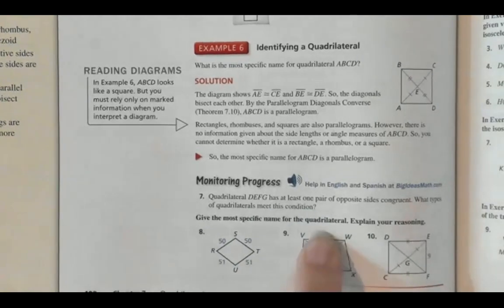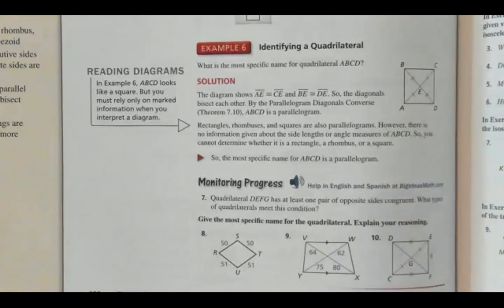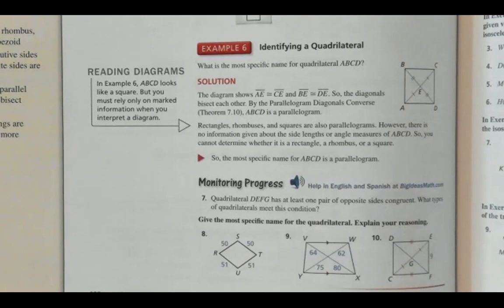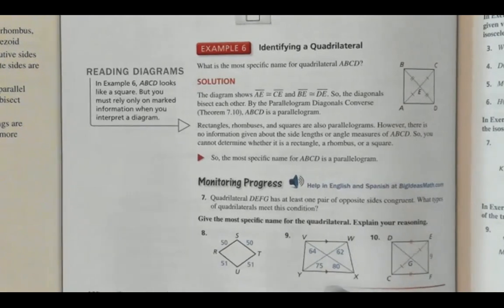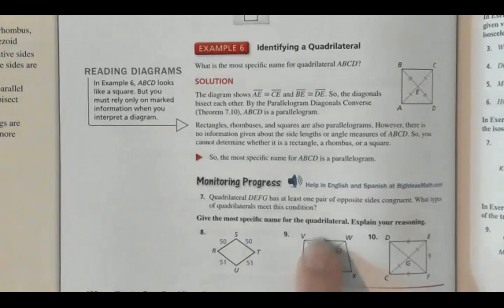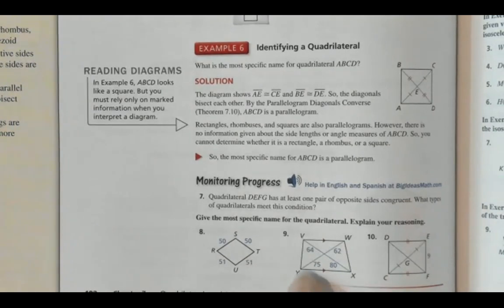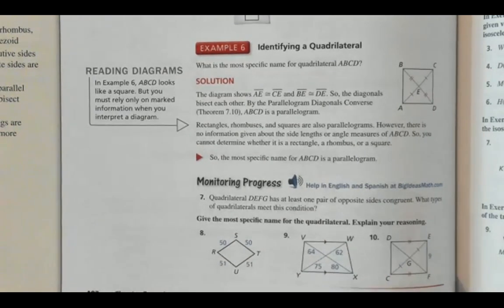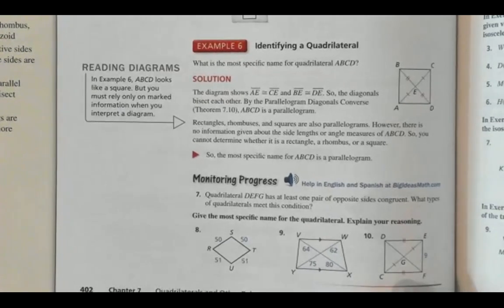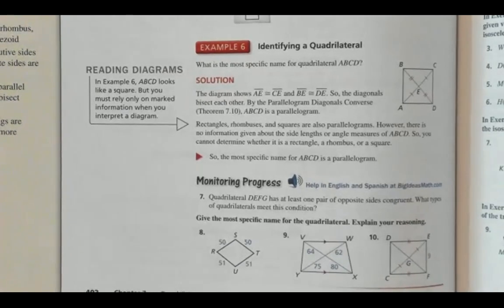How about 9? What do we have on 9? We have one set of parallel lines, and we have all different angle measures. 9's going to be a trapezoid. We have these two sides parallel. It's not an isosceles trapezoid because we don't have any markings that these are congruent. So just a trapezoid.